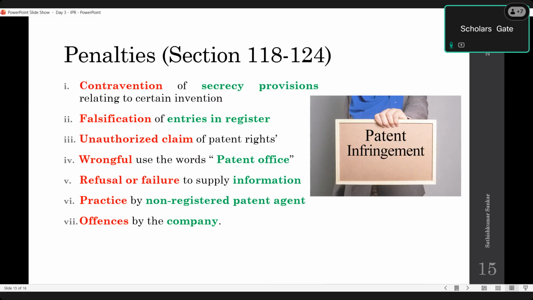So these are the general offenses. We have to follow the protocols mentioned in the Patent Act 1970. Otherwise, some other penalties will also be included.